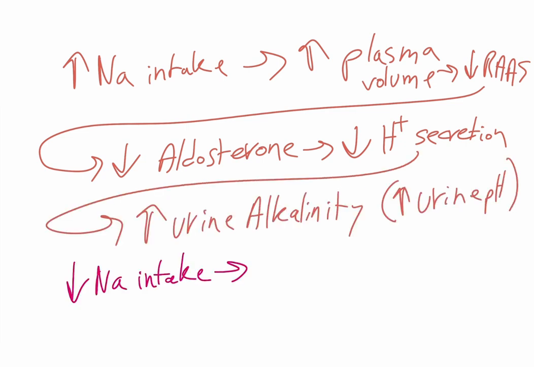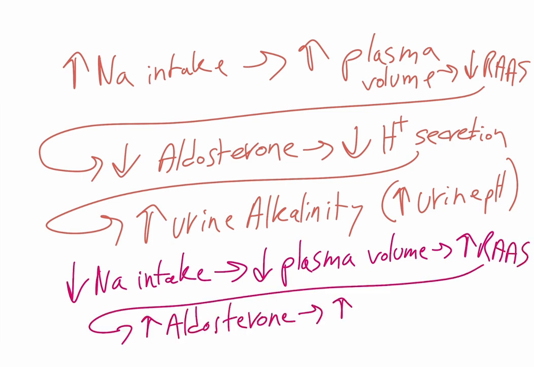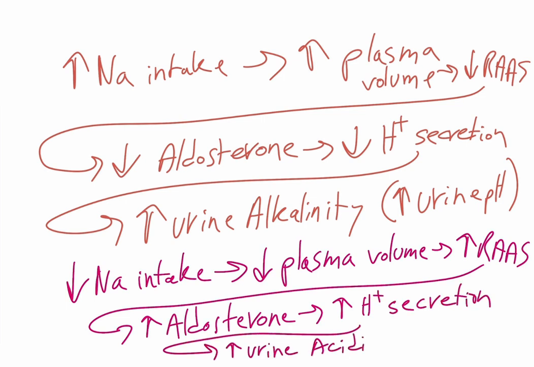All right. If we were to reverse this, for example, if we were to do everything the opposite, such as someone was to decrease their sodium intake. All right. So let's run through it. Decreased sodium intake would decrease plasma volume, would increase the renin-angiotensin-aldosterone system, therefore increased aldosterone, would increase proton secretion, would then increase urinary acidity, decreasing urinary pH.